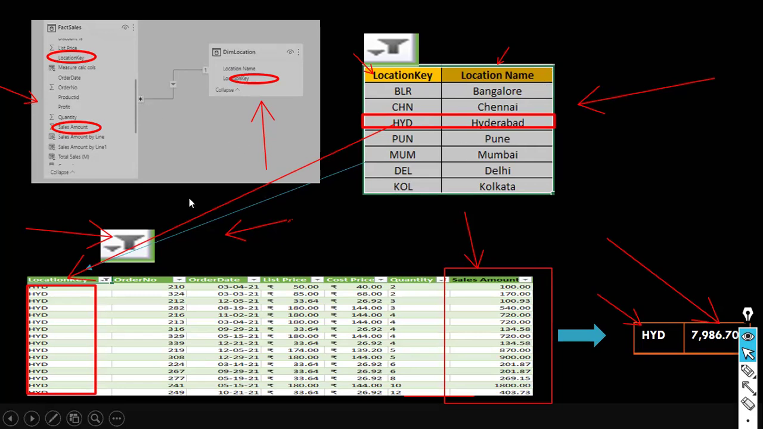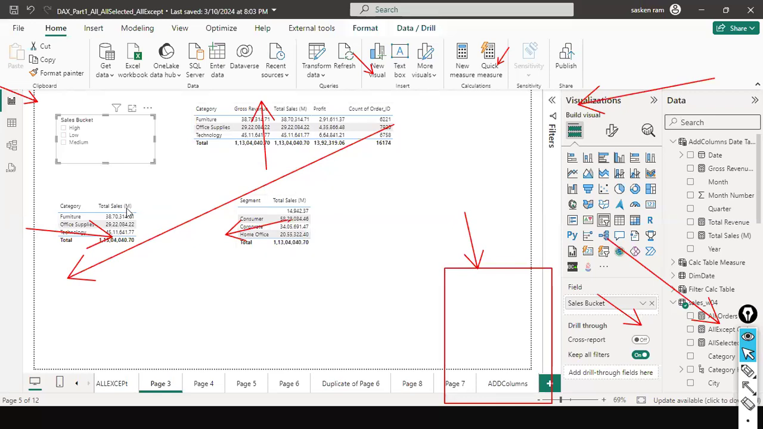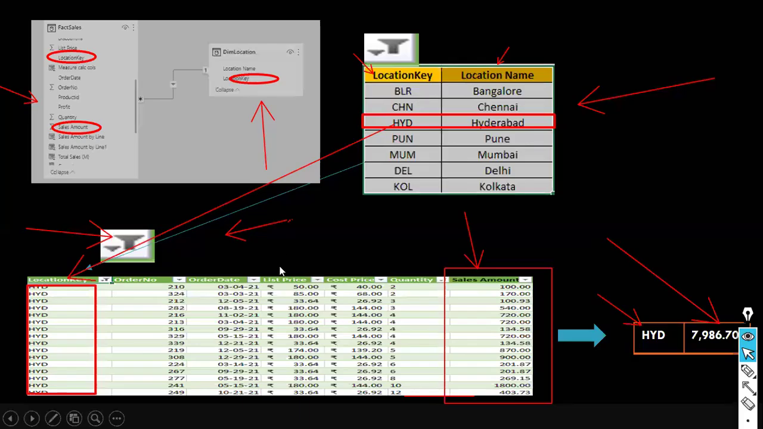The same thing is happening here. So how will it happen? The moment I drag and drop the total sales measure along with the category column, how does it give the breakdown of the total sales by each category? This is how it happens behind the scenes. You understand?